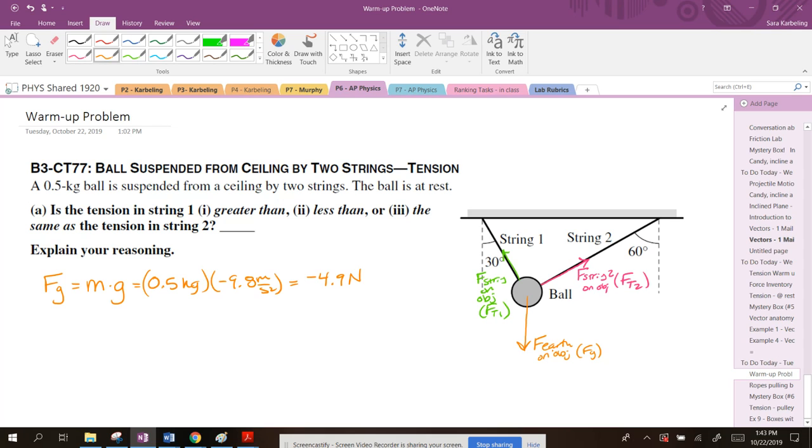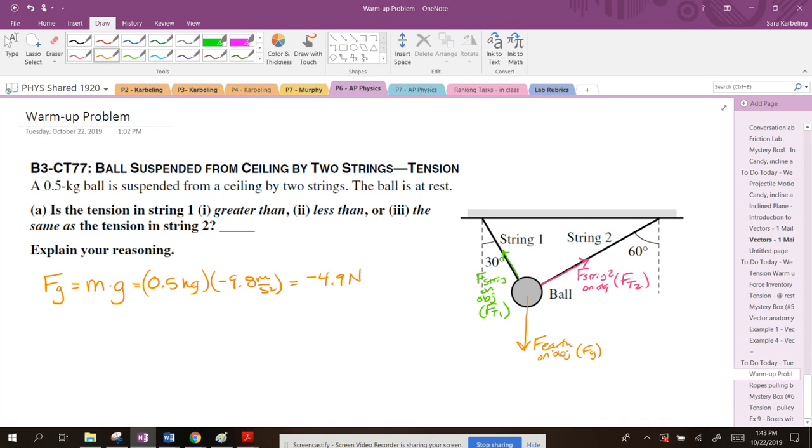If you feel about Isaac Newton like I do, then you might want to just say kilogram meter per second squared, and that's 100% fine. I just get lazy, so I have these kind of mixed emotions about how I feel about Isaac Newton versus how much I want to actually say every time. So negative 4.9 newtons. Fantastic. Thank you. Now what do I do?